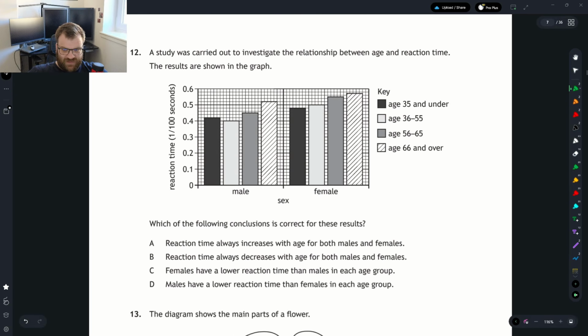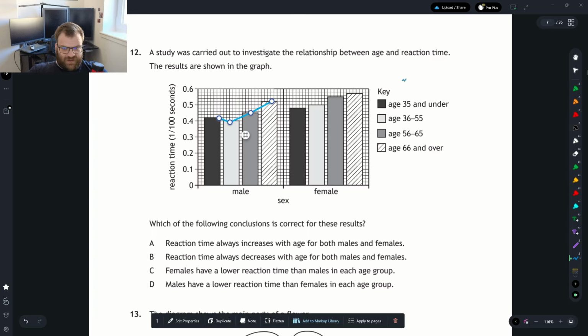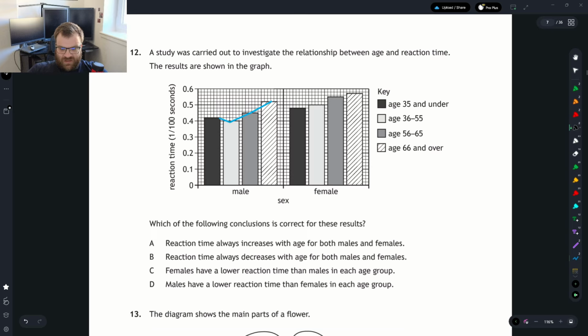Number 12, we're looking at a conclusion for these results. We just need to take our time working through. Reaction time always increases with age for both males and females. Let's look at the first set. Well, we've got it for males going down and then back up, so it's not always going down. The females, it's always going up, so it's not going to be A. B, again, because of the males, having a wee dip and then back up, that will not be true.